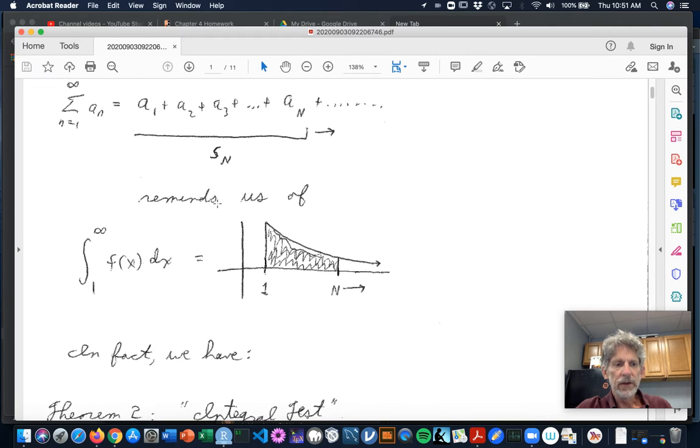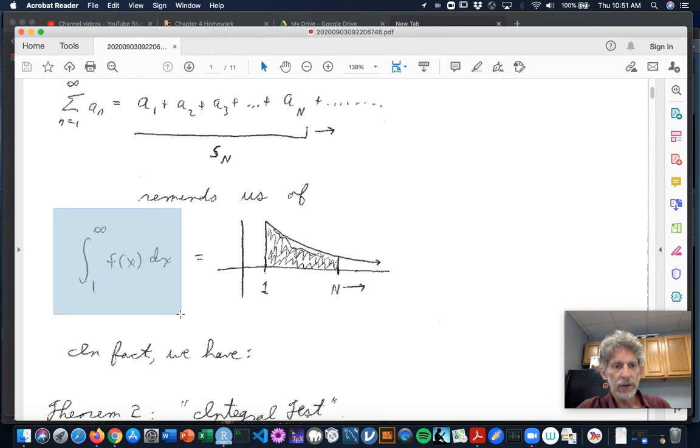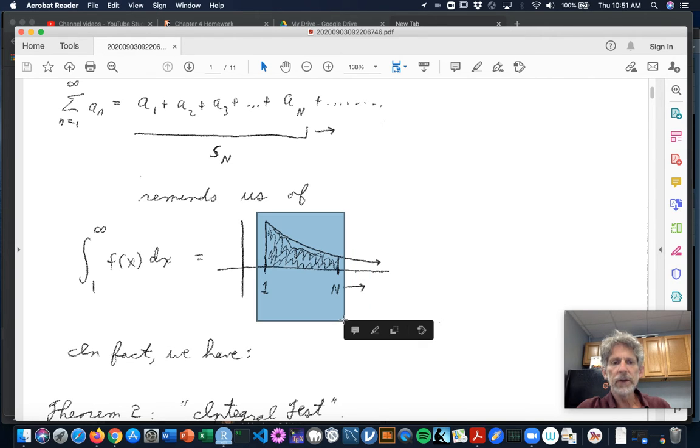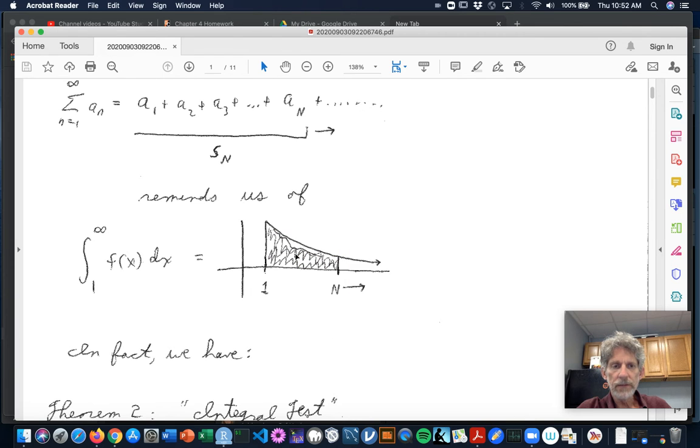And that should remind you a whole lot of an improper integral where you say, I'm going to find the area under the curve from 1 out to some number n, but then I'm going to let n get bigger and bigger, and that way eventually capture all of the area under the curve all the way out to infinity. And there's that same issue: there might be a finite amount of area under that curve, there might not.